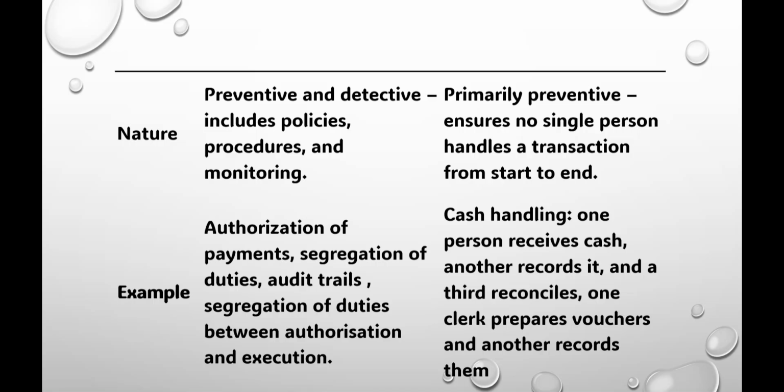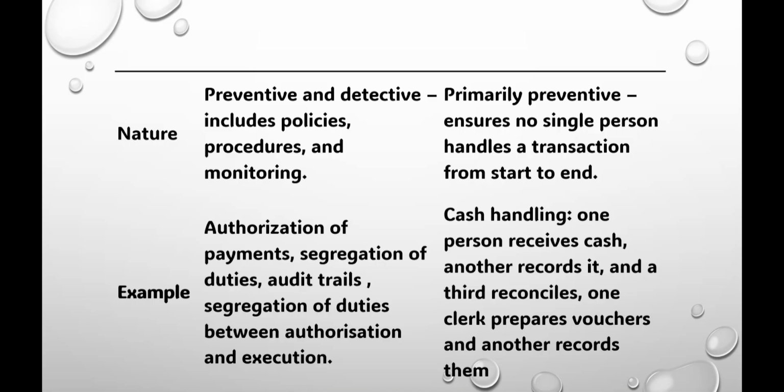It ensures no single person handles a transaction from start to end. So it is to see that the work of one is checked by the other, whereas internal control is done before any transaction starts and after the transaction has completed. So we can say it is preventive and detective. But internal check takes place at the time of occurrence of the transactions. When the work of one is being done, it is being checked by the other. So no work is given to a person from start to end. One's work is checked by the other. Cross check is always there in internal check.